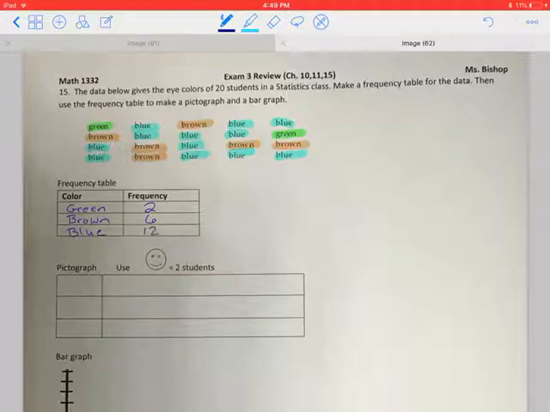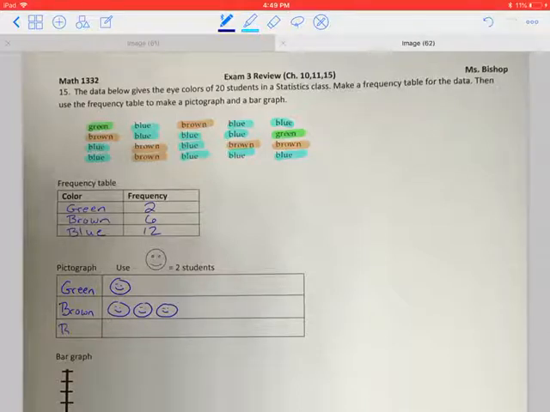Alright, so if I want to check that, I can add the 2, the 6, and the 12 together, and it should add back up to be my 20 students. Now we want to take the different colors, and we are going to use a smiley face to indicate 2 students. So since only 2 students have green eyes, I'm going to draw 1 smiley face, and that indicates 2. Now for brown, I have 6 students, so each smiley face is 2, so there's 2, 4, 6.